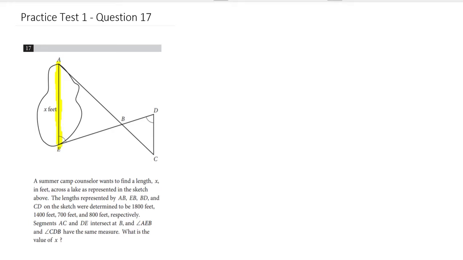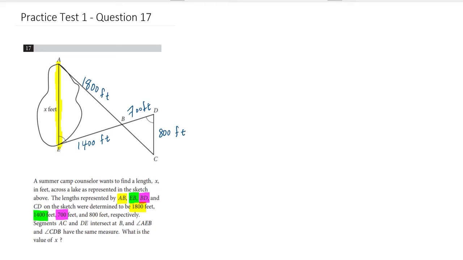So let's start with AB. This is the AB, 1,800. So AB is over here, that's 1,800 feet. EB is 1,400 feet. So EB is right there, that's 1,400 feet. And BD is 700. BD is that one, 700. The last one is CD. CD is right there. That's the 800.